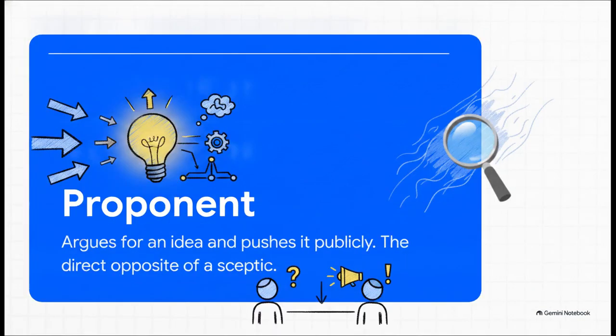Now, on the exact opposite side of the table, we have the proponent. A proponent is someone who argues for an idea and pushes it publicly. This is a highly useful, completely neutral word in business English. It describes a position without praising or attacking the person holding it. For example, you might say its proponents occasionally overclaimed what the model could do. Or maybe you're talking about yourself. As a proponent of the software, I have to defend its ROI.